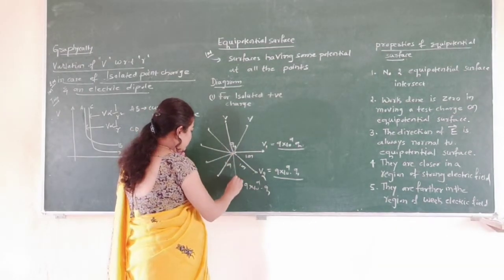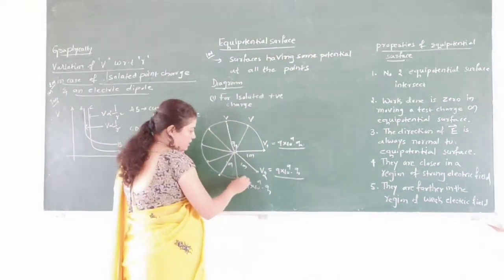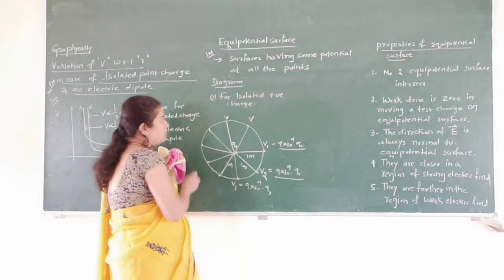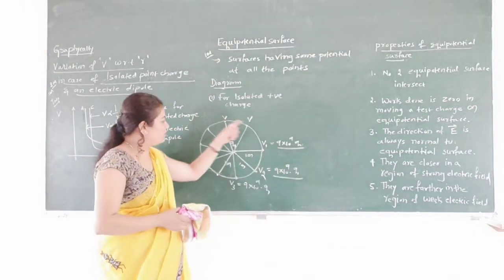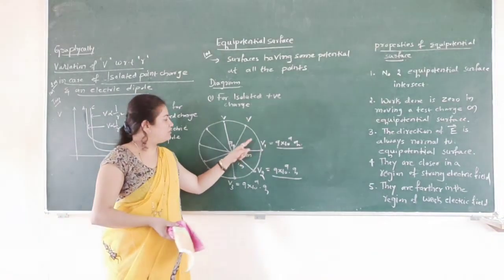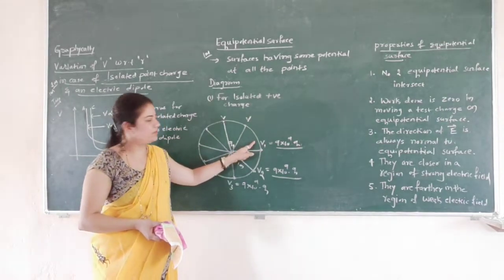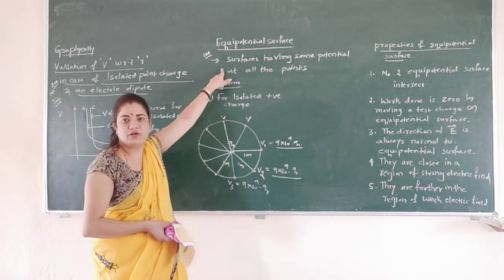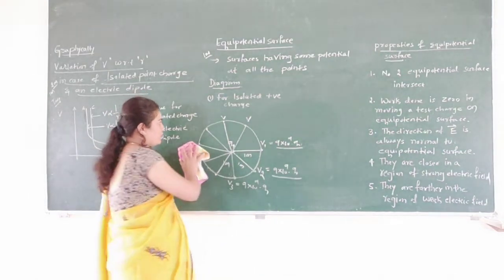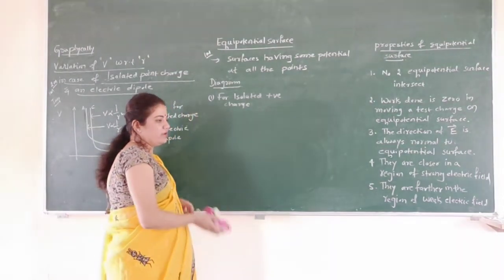When I join these points having the same potential, we get a surface. This surface itself is called an equipotential surface. On this surface, wherever you calculate the potential, it is the same. So a surface having the same potential at all its points is called an equipotential surface. I have written here what an equipotential surface is: a surface having the same potential at all the points. Now we will draw equipotential surfaces for different kinds of charges.